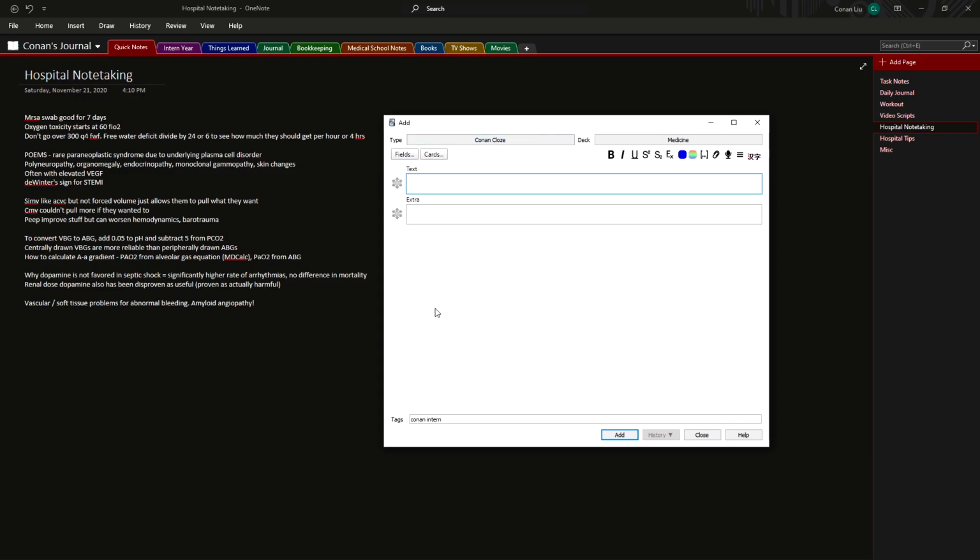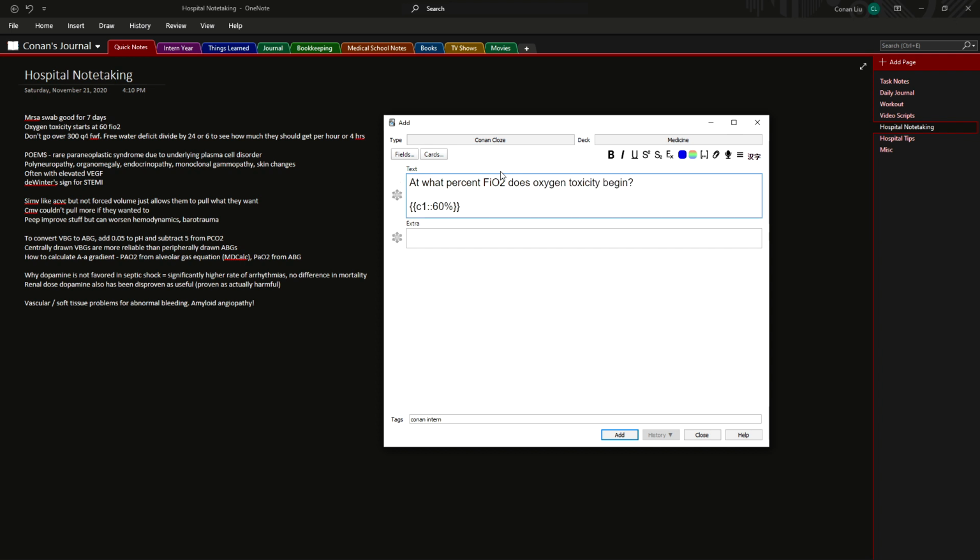Here's an example of some of the notes I took in OneNote, and these are some of the cards that I have not converted over yet. How long is a MRSA swab good for? And I could say 7 days. I could also ask, at what percent FiO2 does oxygen toxicity begin? And that would be 60%. Why is dopamine not favored in septic shock? Significantly higher rate of arrhythmias, and then no difference in mortality compared to other vasopressors.